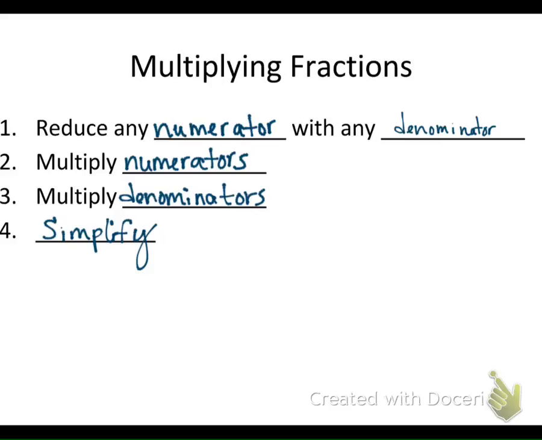Okay, so now, once you have those 4 parts down, go ahead and flip it over. And we're going to have 4 example problems that we're going to do together.